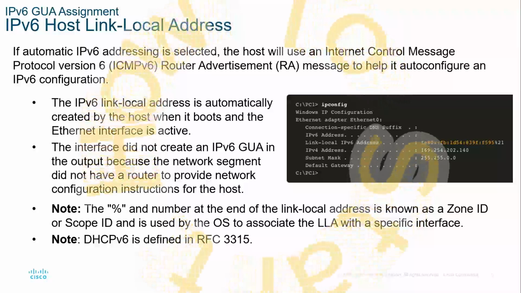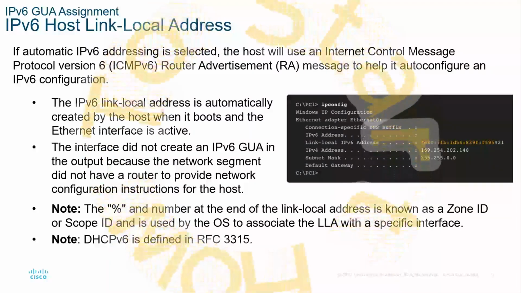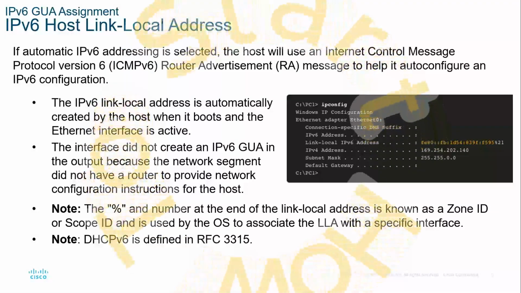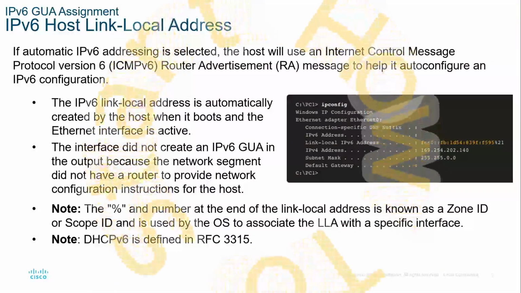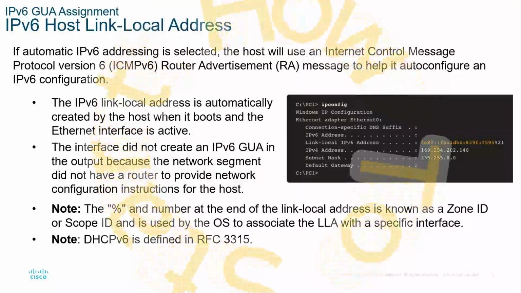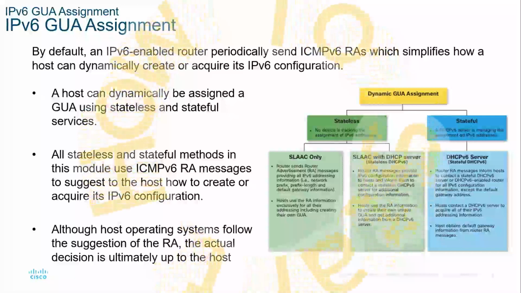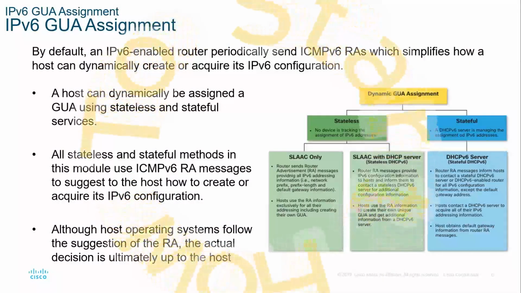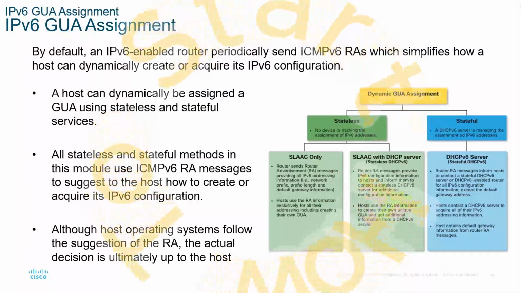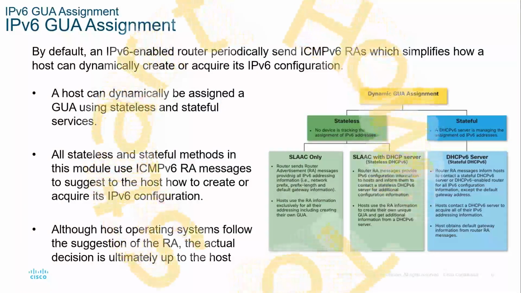For those that have asked, DHCPv6 is defined by RFC 3315. Most of what we're focusing on today is how we do address assignments, not just link local address assignments. So GUA is done in 2 major ways. Again, we're talking dynamic GUA assignments. We have stateless and we have stateful.